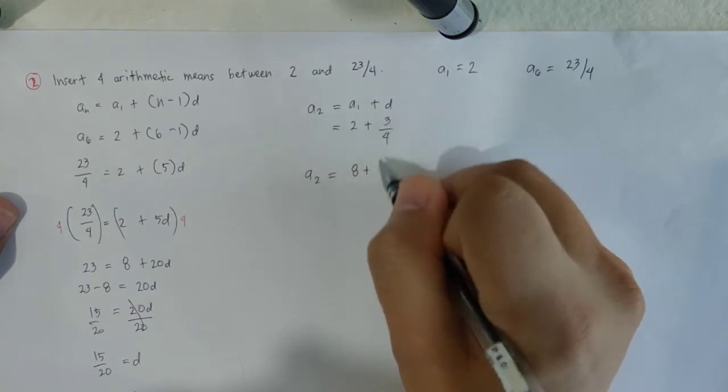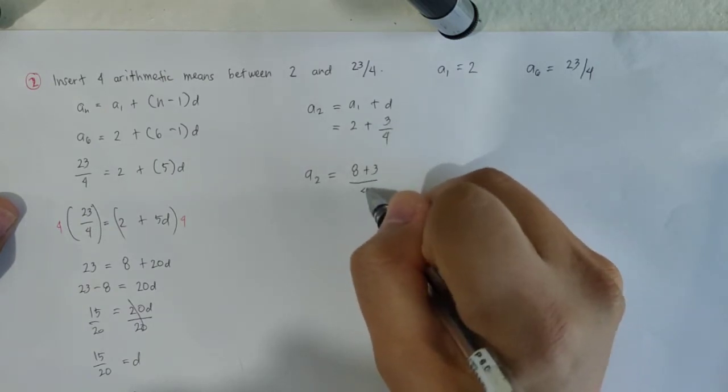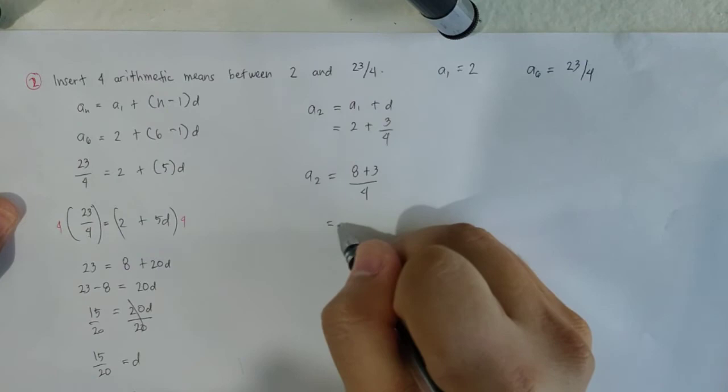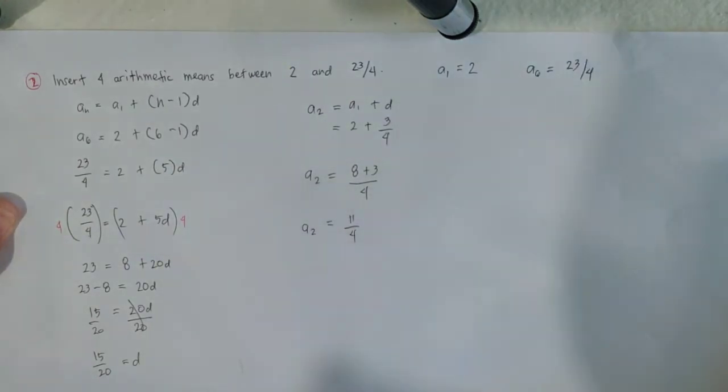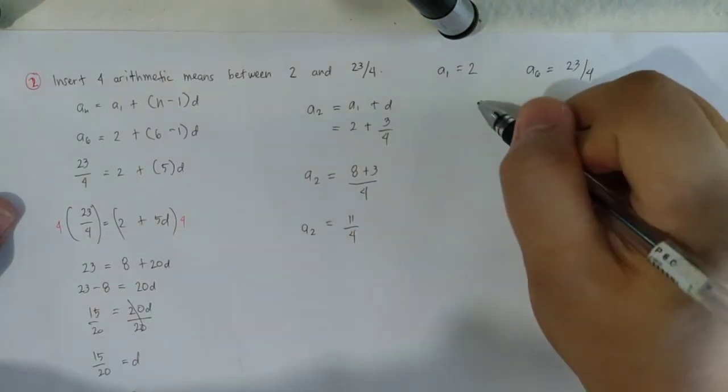Copy lang yung plus, copy lang yung 3, and copy lang yung denominator na 4. Equals 8 plus 3 is 11 over 4. So, ang value ng a sub 2 is 11 over 4. Next, a sub 3 naman tayo.